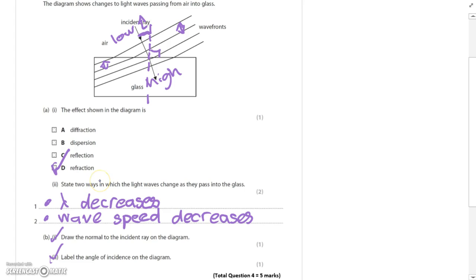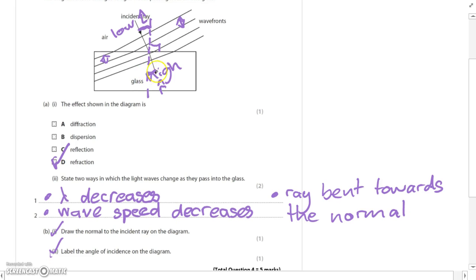Okay, now let's come back to A part 2 and have a look at the third way in which the light wave changes. Okay, you can see here that as it goes in, the angle changes. All right, and you can see that here the angle of refraction is actually smaller than the angle of incidence. So there you go. You can see that the angle of refraction is smaller than the angle of incidence, which means that the ray has been bent towards the normal.